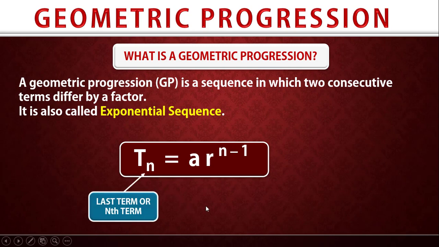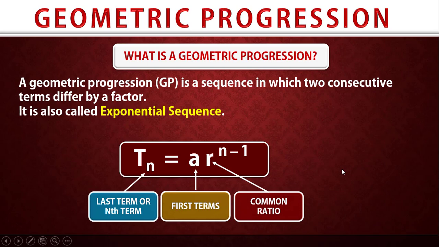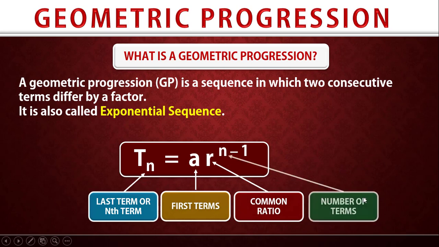Now, the Tn is the nth term or the last term. The A is the first term, the R is the common ratio, and the n is the number of terms. I hope you see all this. Tn is the last term or the nth term, A is the first term, R is the common ratio, and n is the number of terms. So with this formula you can calculate any geometric progression term.